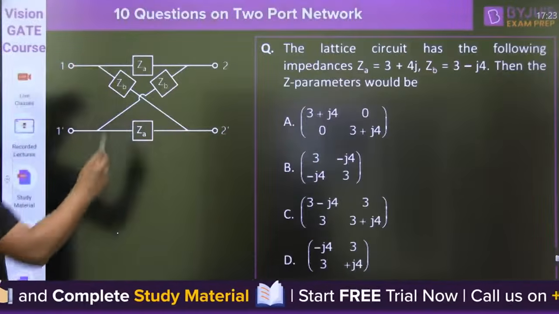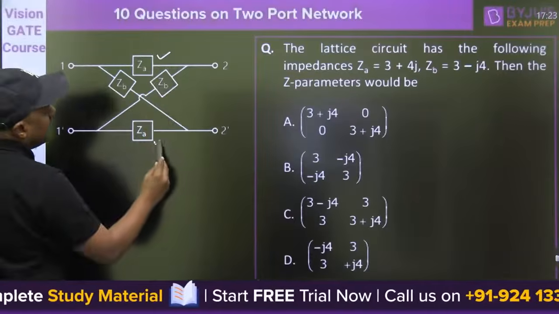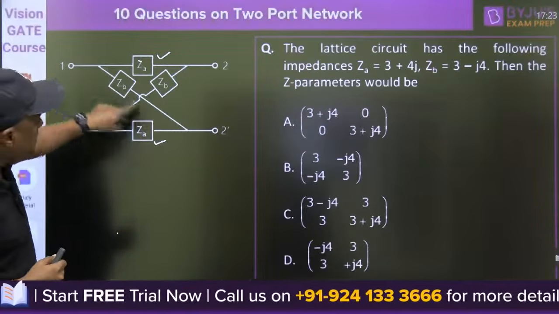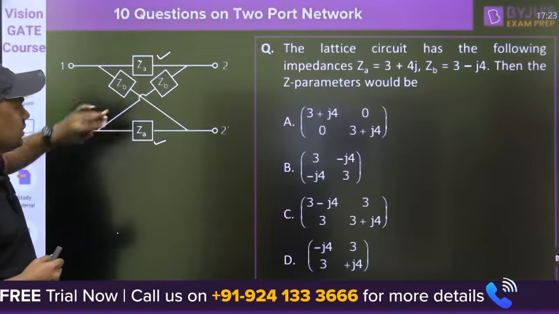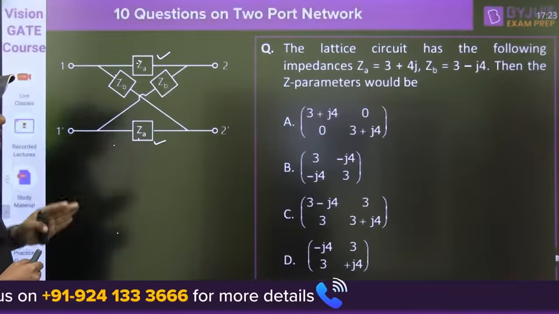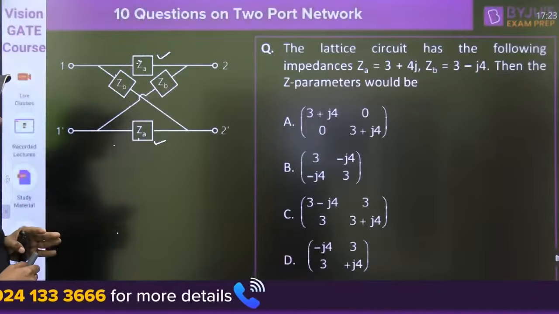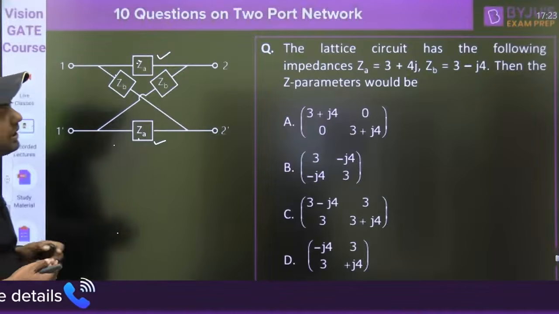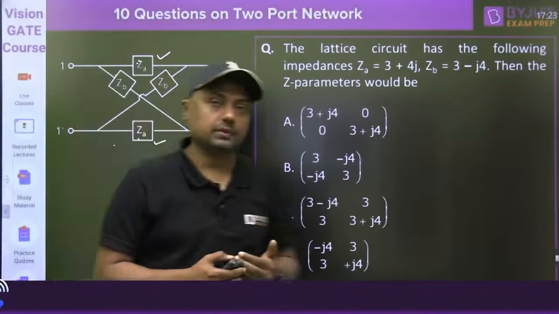ZA, these two are called the parallel arms of the lattice diagram, the lattice circuit. These two are called series arms. This is the parallel arm, this is the series arm. ZA is given as 3 plus 4j, ZB is given as 3 minus j4. Then what will be the Z parameter?